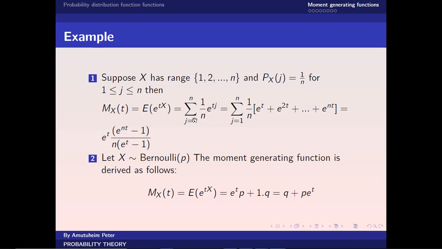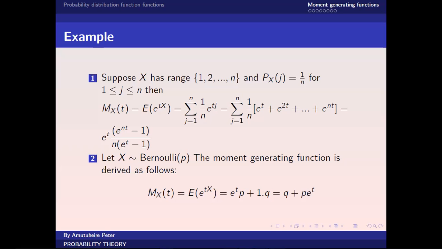So when you take the sum, when j is 1, you get e to the t. When j is 2, you get e to the 2t. When j is 3, you get e to the 3t. And when j is n, you get e to the nt. Does that answer your question?